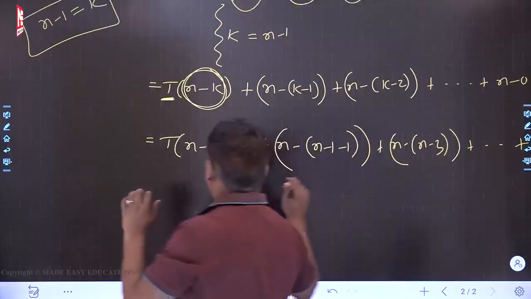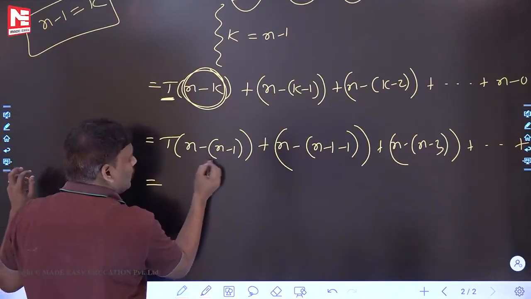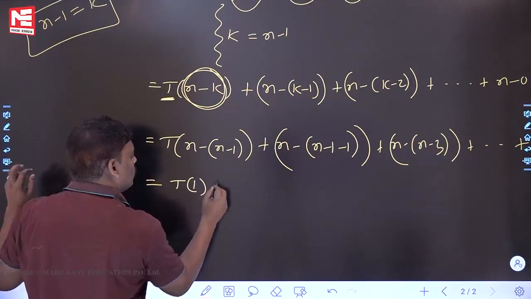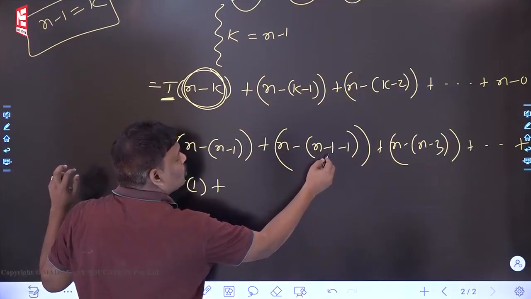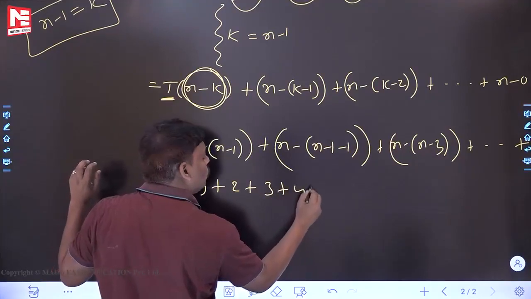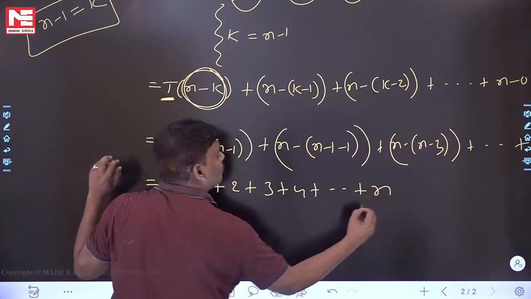Now, let's see. What is the story here? I think n cancels, minus 1 plus 1 becomes 1. It will become T1. Next one, n cancels, minus of minus 2 becomes 2. Next one, 3. Next one, 4. And so on. Lastly, n.